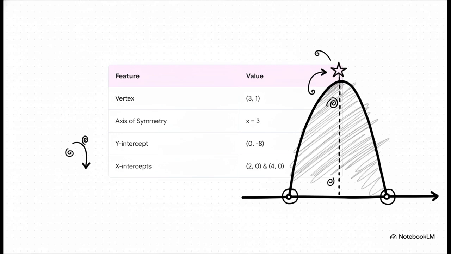Our starting point, the y-intercept, is way down at (0, -8). But check out the x-intercepts. We actually have 2 of them this time, (2, 0) and (4, 0). The graph breaks upward through the ground, peaks at the vertex, and then comes right back down through the ground again.